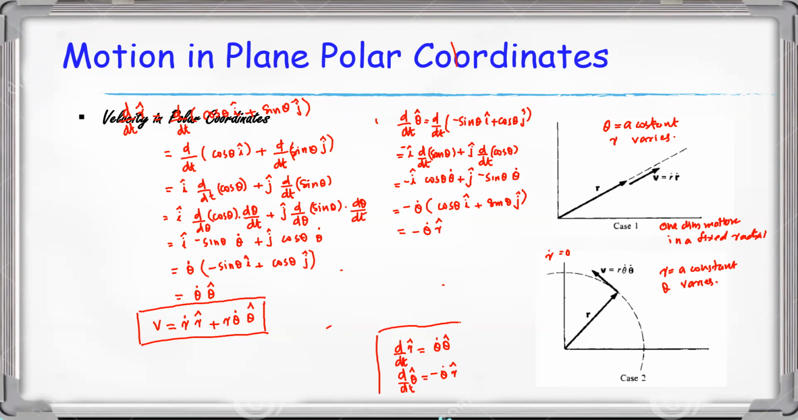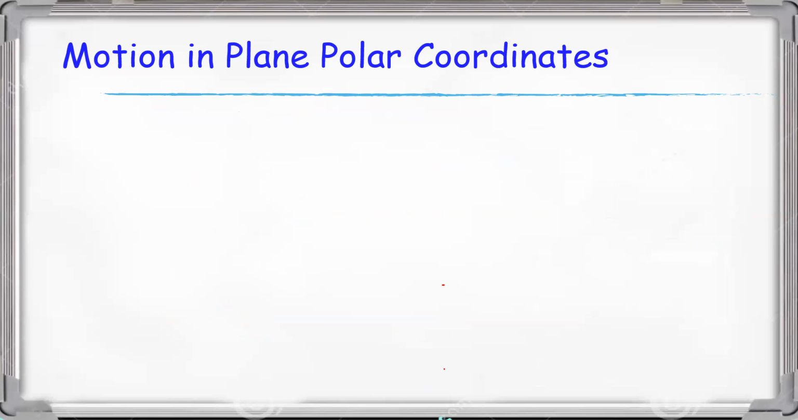These are two important equations. d by dt of r cap is equal to theta dot theta cap, and d by dt of theta cap is equal to minus theta dot r cap. Okay, now we are going to discuss acceleration. Acceleration in polar coordinates. First we consider acceleration in Cartesian coordinates.